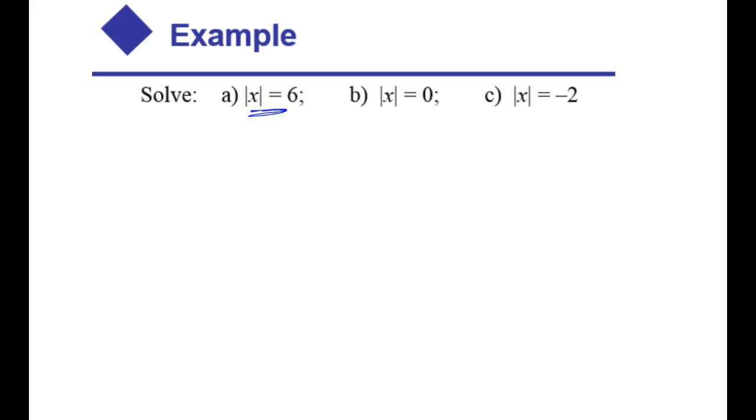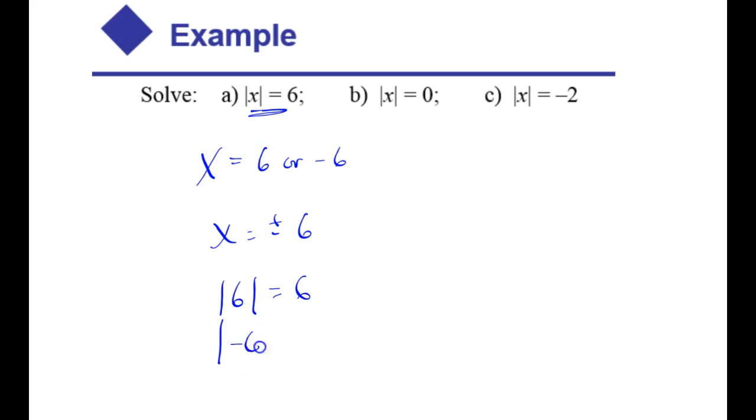The definition of absolute value, again, says x could be 6 or it could be negative 6, and oftentimes we just write that as plus or minus 6, because you could take the absolute value of 6 and get 6, but you could also take the absolute value of negative 6 and also get 6. So the solution is plus or minus. There is no plus or minus for 0, so we'll just say x is 0.